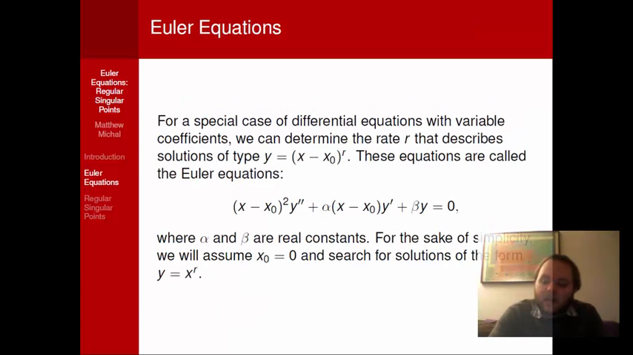But this time, we're hoping against hope that we might be able to get a specific type. And in fact, we can. We call these the Euler equations. And these will act just like we did with constant coefficients. And we can actually form a characteristic equation.